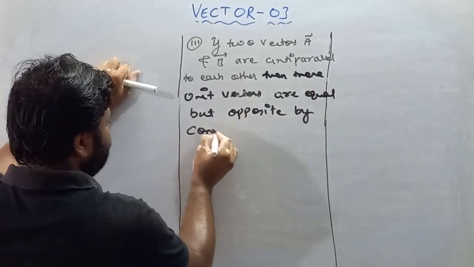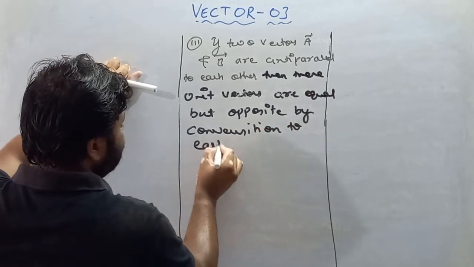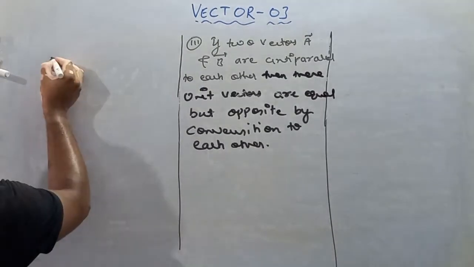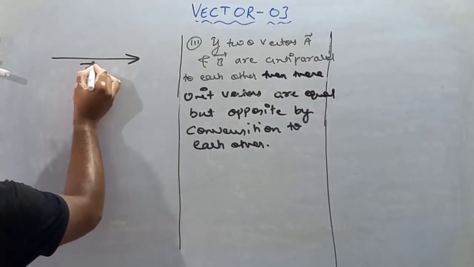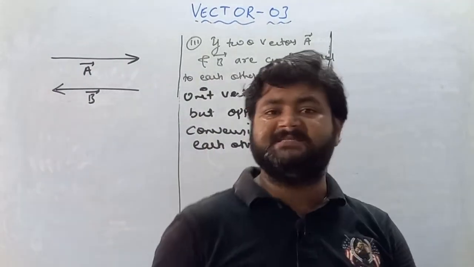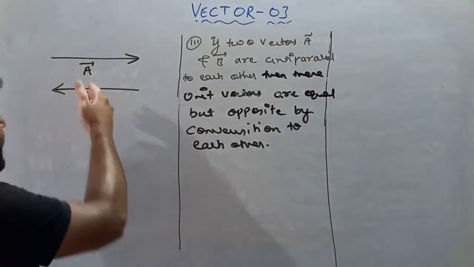It implies, let's suppose, dear student, we have two anti-parallel vectors. So we know that anti-parallel vectors mean two vectors must be parallel to each other but their directions are opposite. So here we have A vector and B vector.